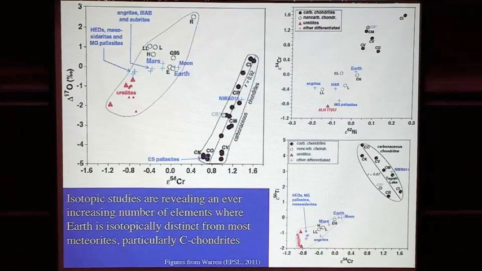So here's a series of plots from a nice paper by Paul Warren. By the way, sooner or later when I get the wiki site up, I have all the PDFs of all the papers that I'm presenting in these talks, so they'll be available for you to take a look at if you're interested.